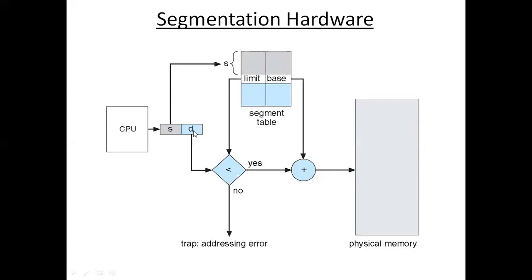If no, say segment 1 has size 10 and it produces address 11, naturally the offset is greater than the limit value, so it throws an error, which is taken care of by the operating system. In this diagram, you have to understand that the address generated is a combination of segment number and displacement or offset, and the segment table has the segment number, its size, and the starting address of that particular segment.